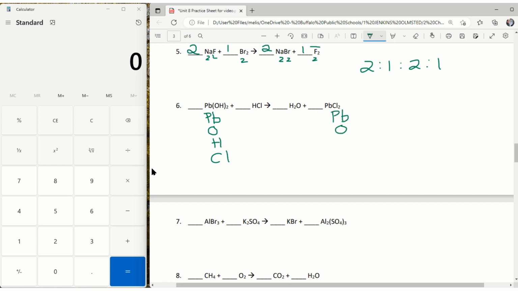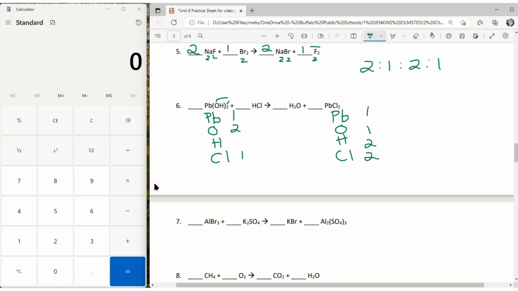PB, O, H, and CL. I obviously have to have the same elements on each side, otherwise it wouldn't show conservation of atoms. So on the product side, I have 1 PB, 1 O, 2 H's, and 2 CL's. On the reactant side, I have 1 CL, 1 PB. O is in here 1 times 2, so I have 2 O's.